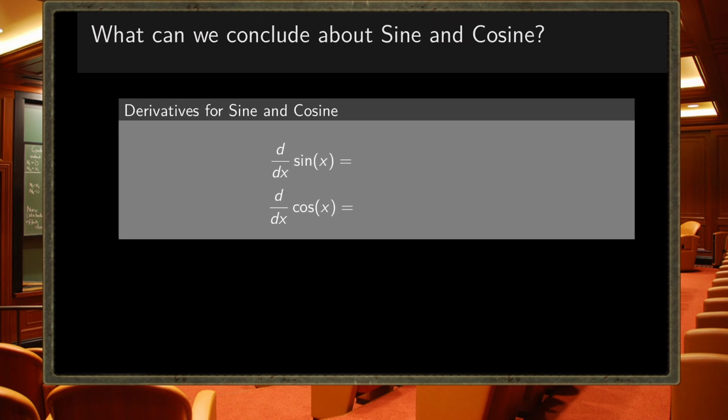So just to fill in our notes here, what can we conclude about sine and cosine? The derivative of sine is cos. The derivative of cos is negative sine.